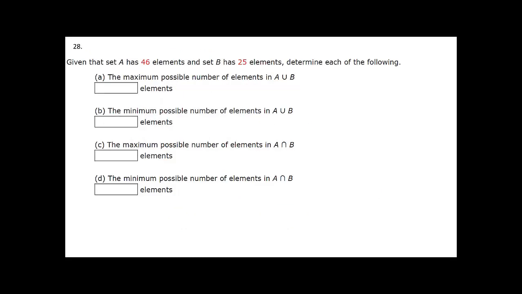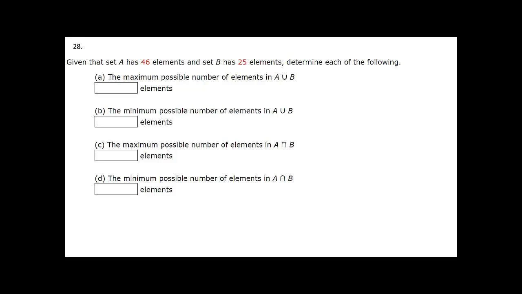Number 28. Given that the set A has 46 elements and the set B has 25 elements, determine each of the following. I want to know the maximum possible number of elements in A union B, the minimum possible number of elements in A union B, the maximum possible number of elements in A intersect B, and the minimum possible number of elements in A intersect B.